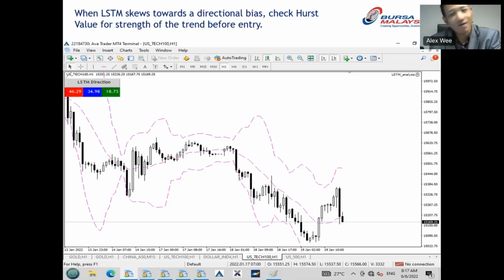And if it's not down, at least it's sideways. There's very little chance, it's only 18% chance it's going to go up. So it gives us more confidence. What type of confidence does it give us? It gives us confidence to trade big, to trade bigger.